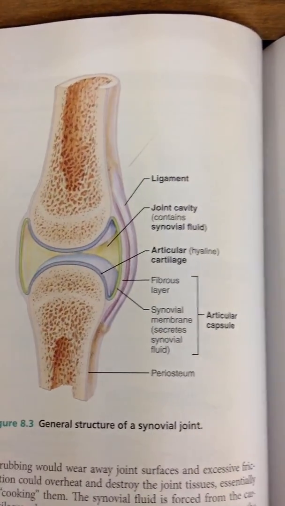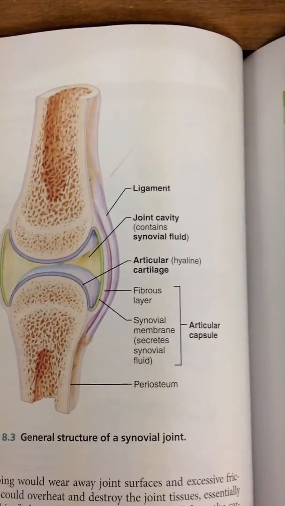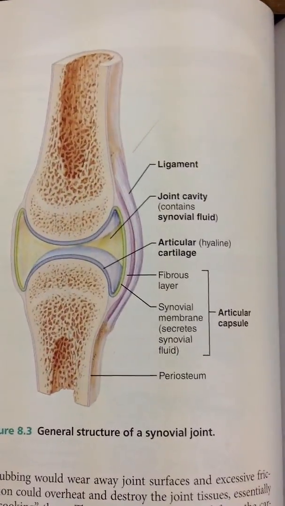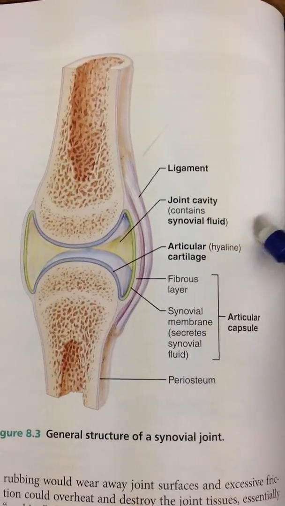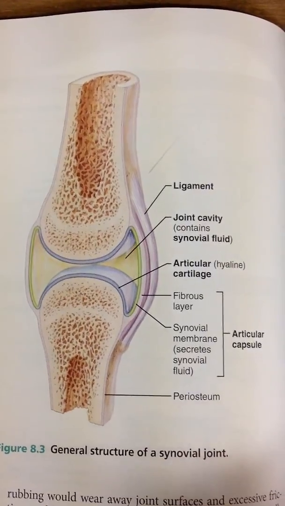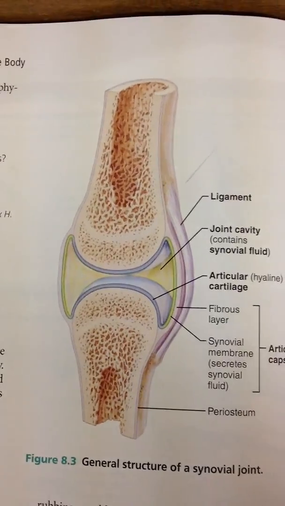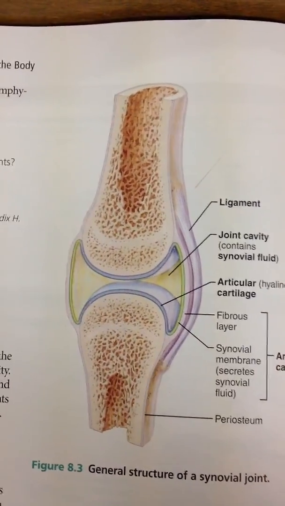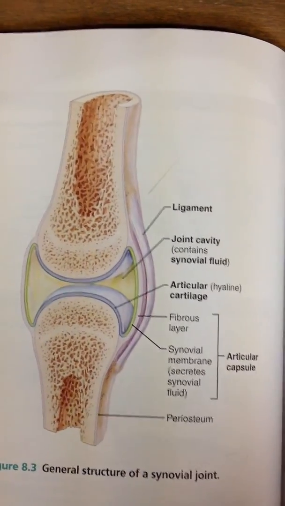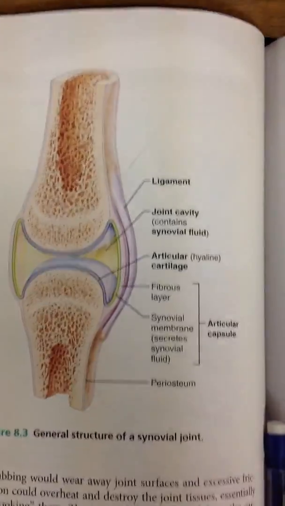They are all freely movable, and nearly all joints of the limbs are synovial, just like the left shoulder that we were showing you. Some distinguishing features are the articular cartilage, which is right there. It is the hyaline cartilage that covers the opposing bone surfaces. Also the joint cavity, which is right there, contains synovial fluid. And then the articular capsule, which is right there, encloses the joint cavity and of course the synovial fluid, which reduces friction between the cartilages.